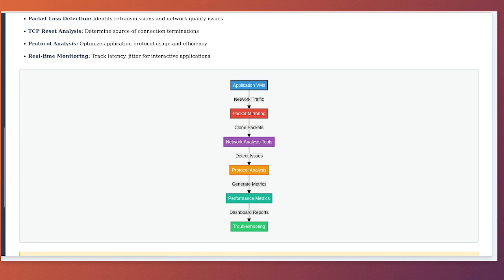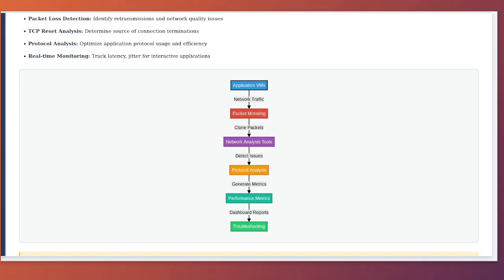The performance troubleshooting workflow shown in the diagram illustrates this process. At the top, we have application virtual machines running your business applications. Users might be reporting slow response times, intermittent failures, or other performance problems. Below that, packet mirroring creates copies of all network traffic to and from these application virtual machines.